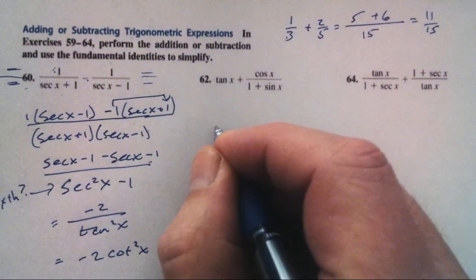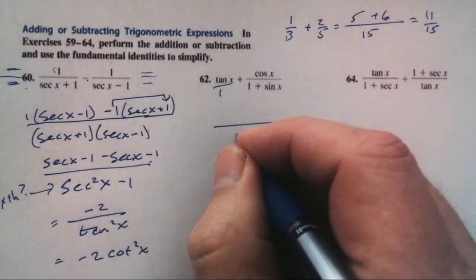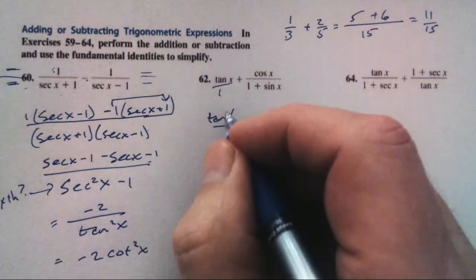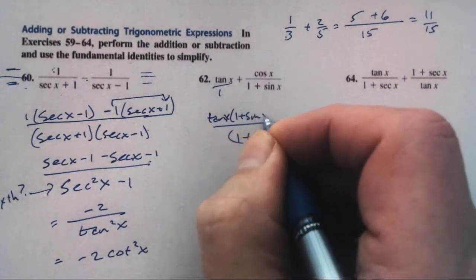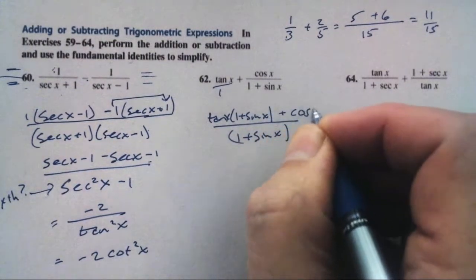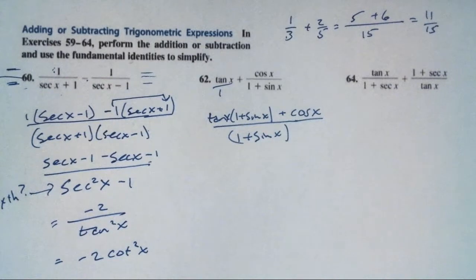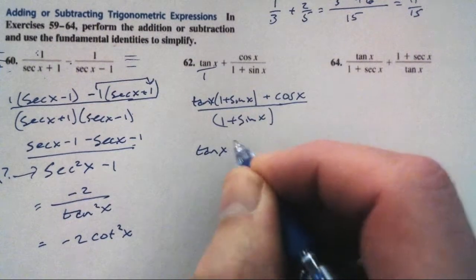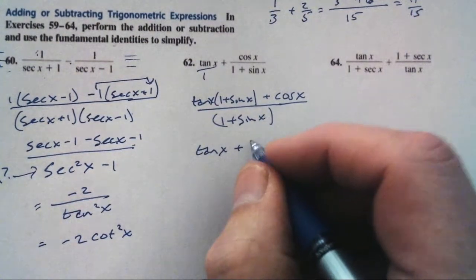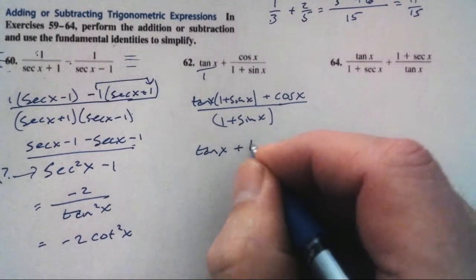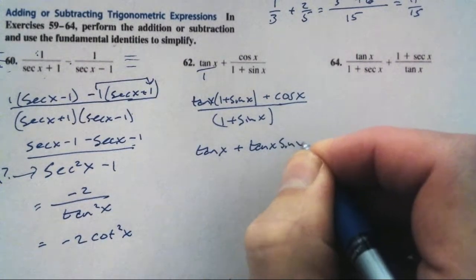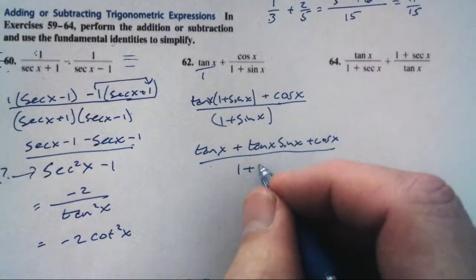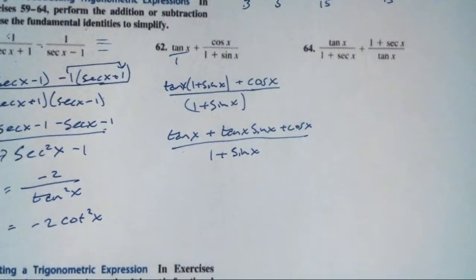Okay, so 62, we need common denominators. Our least common denominator needs a factor of 1 plus sine of x, which means this first term, tangent of x, had to be multiplied by 1 plus sine of x. The second term was fine. It was already on 1 plus sine. So here we go. We get tangent of x plus tangent of x times sine of x plus cosine of x all on 1 plus sine of x.